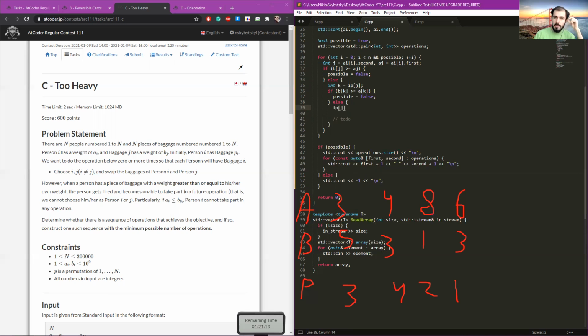I need to get back to John. So I have person i, which is equal to 0. Inverse permutation is as follows. Who has baggage 1? Person number 4. Who has baggage 2? Person number 3. Who has baggage 3? Person number 1. Okay, this is inverse permutation.